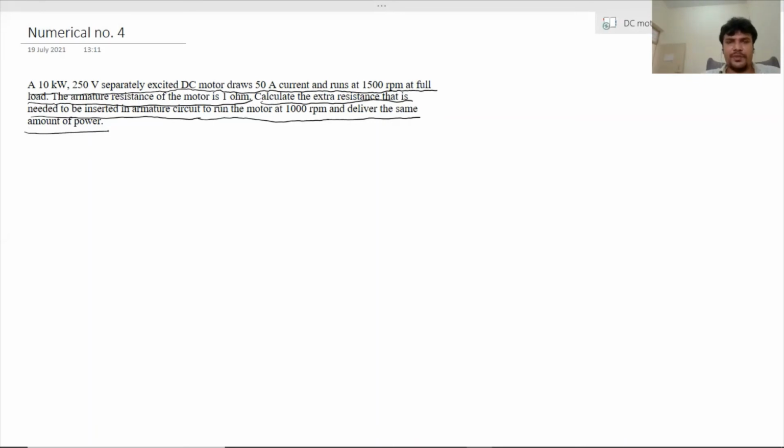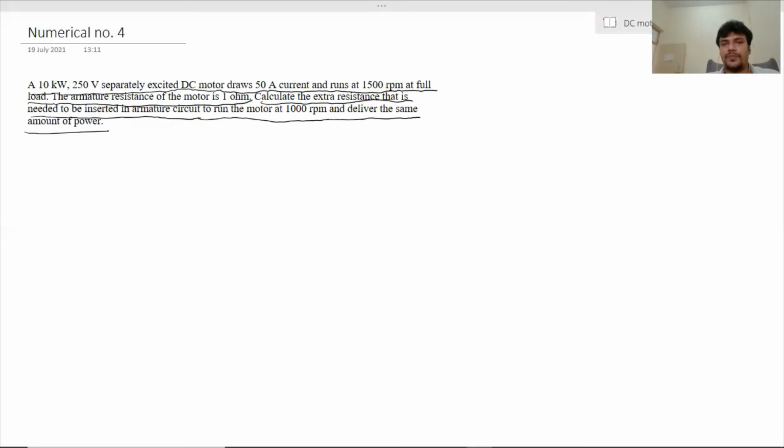It means the user now wants to run the same motor at 1000 rpm and take out the same amount of power, 10 kilowatt. The user previously had a requirement of running the load at 1500 rpm. Now it wants the motor to run at 1000 rpm, and it wants to use which speed control method? That is the armature voltage control method.